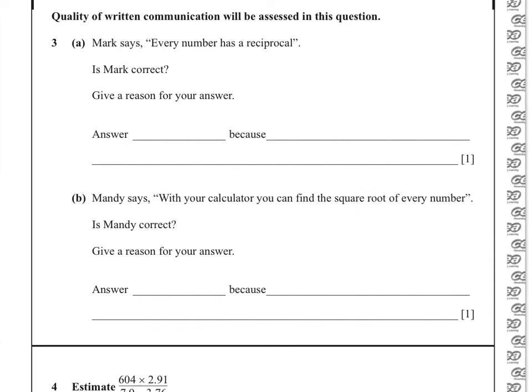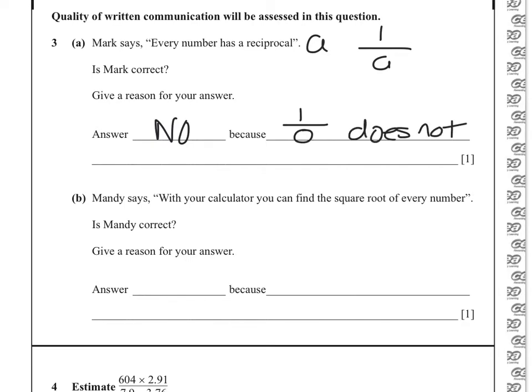Mark says that every number must have a reciprocal. Remember, reciprocal is 1 divided by the number, so the reciprocal of A would be 1 over A. Is Mark correct? No, because 1 divided by 0 does not exist.